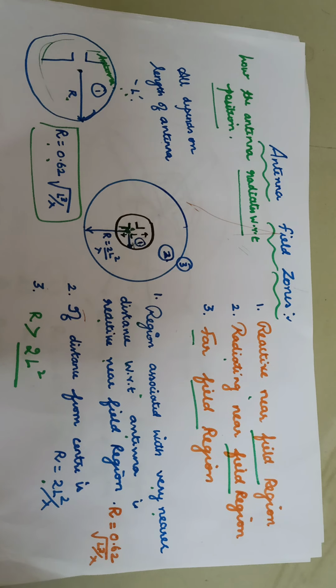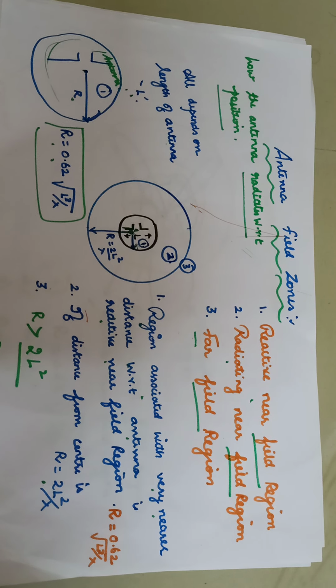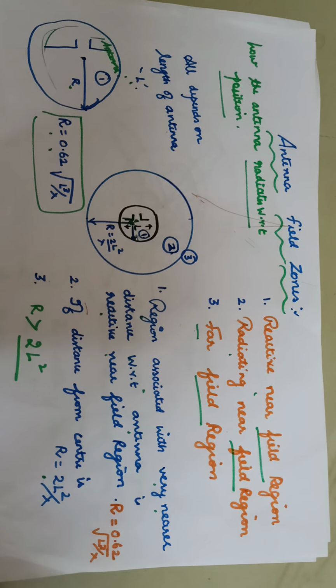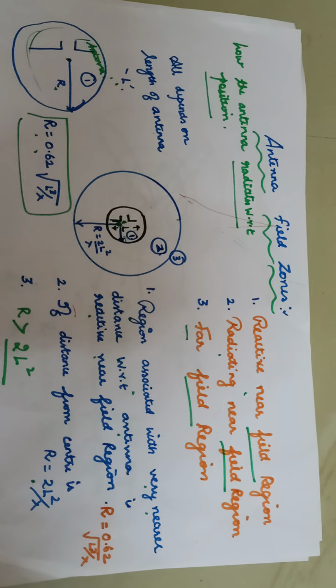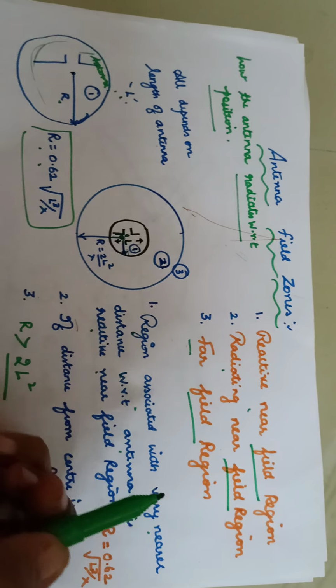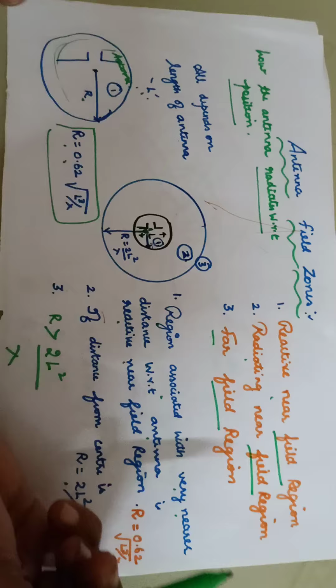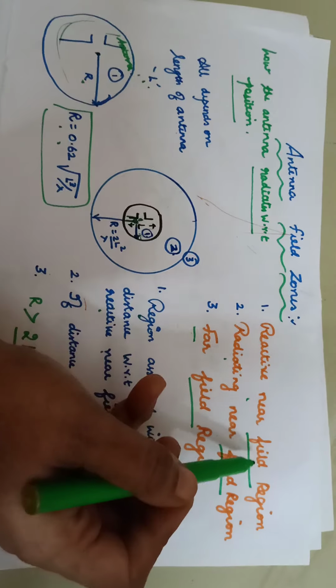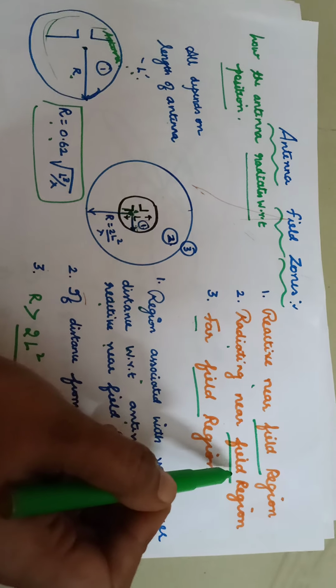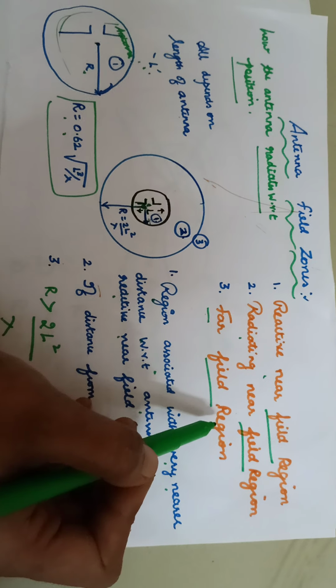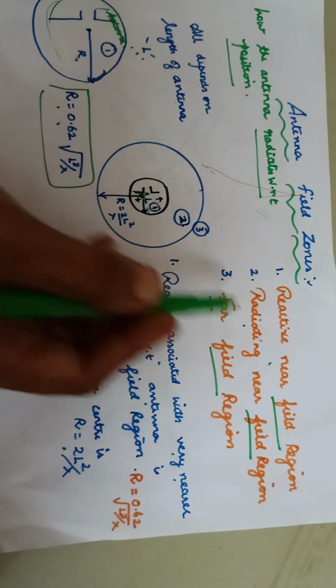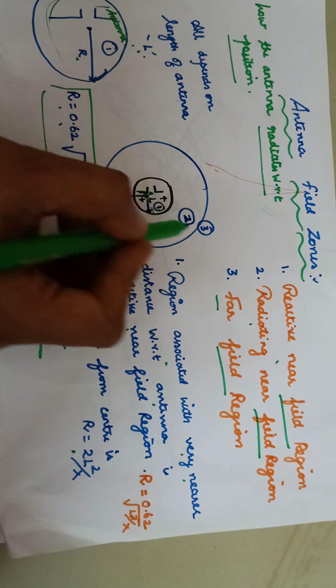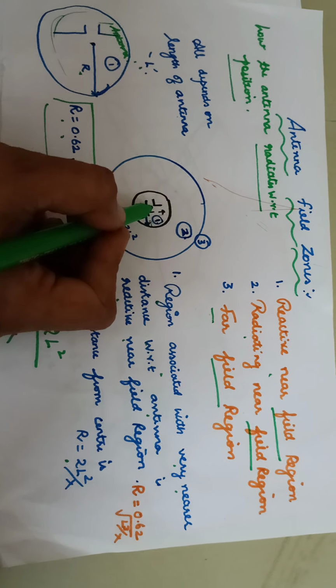They are called reactive, radiating, and far field. So we have three different types of field zones in an antenna. They are called the reactive near field region, the radiating near field region, and the far field region. See, how they are terming these three concepts is based upon the distance from the antenna.